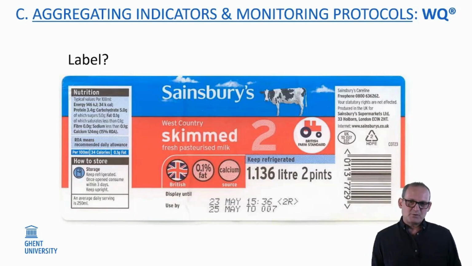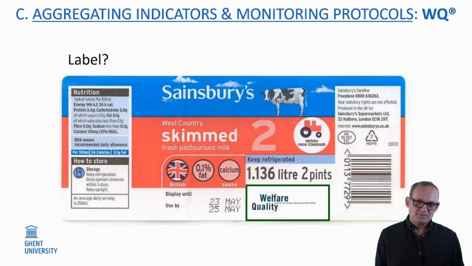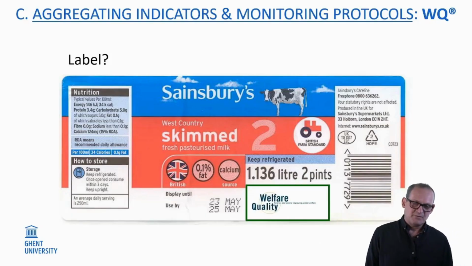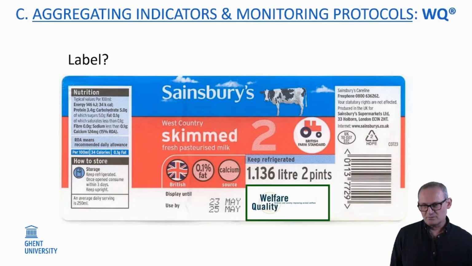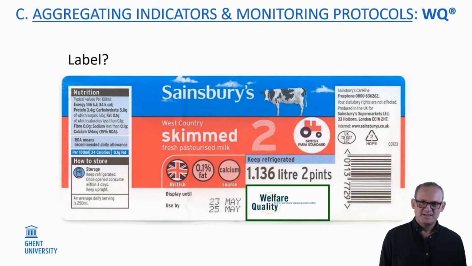The label probably never was used on commercial food products. The idea was probably something like this, in which the Welfare Quality logo was printed with then the categorization of the welfare status.